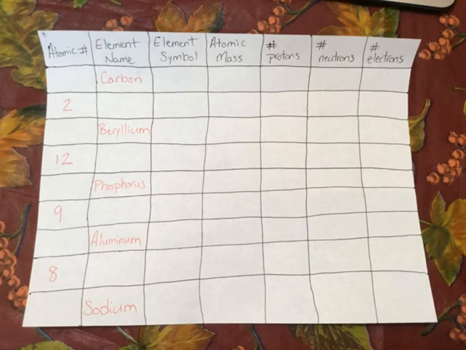Now that you know how to read the periodic table and get all the information that you need off of it, it's time to start making some models of atoms. We did this already in the Explore station of your lab, but we're going to review together.